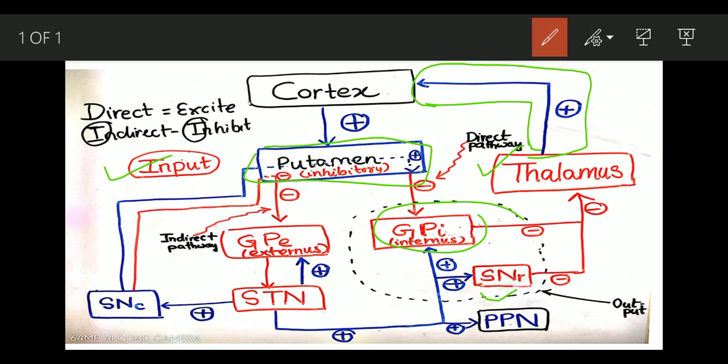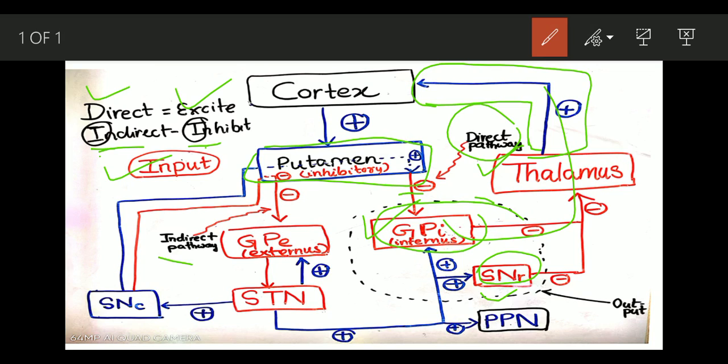But if you look, there are two pathways. One is the direct pathway and the other is the indirect pathway. The indirect pathway inhibits, and the direct pathway excites, right? So basically, since the output of the globus pallidus internus and the substantia nigra pars reticularis is inhibitory, we need to inhibit the output of the globus pallidus internus to stimulate this pathway.